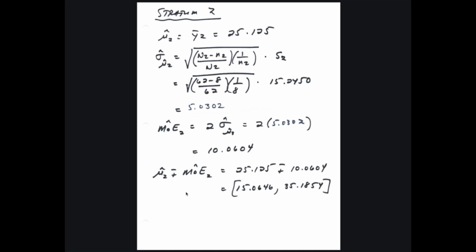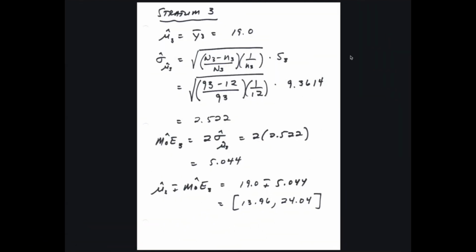And then finally, once we have the point estimate and the margin of error, we can construct the approximate 95% confidence interval for mu sub 2, which ranges from 15.0646 hours per week up to 35.1854 hours per week. And so we can say that we are approximately 95% confident that the average number of hours spent per week watching television in the second stratum, which is town B, is somewhere between 15.06 hours per week and 35.19 hours per week.